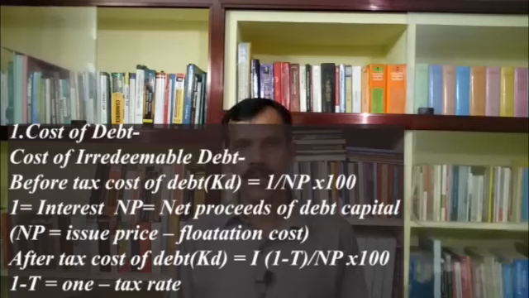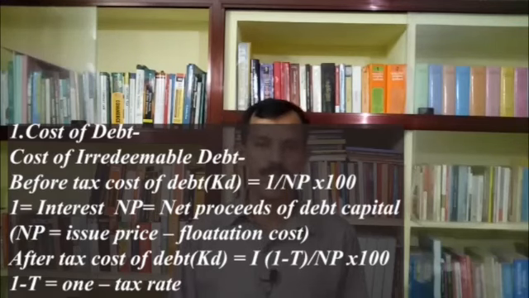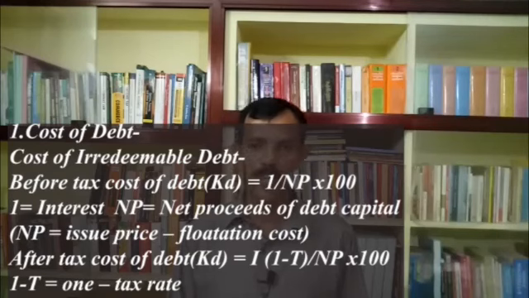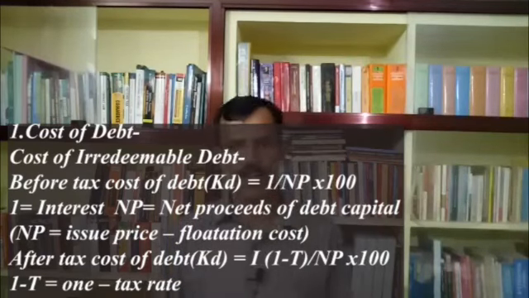So in the case of after-tax cost, we get the benefit of tax, so we have to adjust that tax element in our formula. Our formula changes in this way: after-tax cost of debt is equal to interest into (1 minus tax rate, 1 minus T) divided by net proceeds into 100. Here we explain this cost of debt with the support of an example.